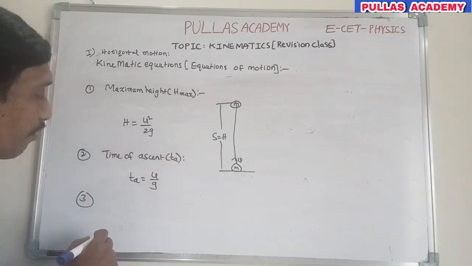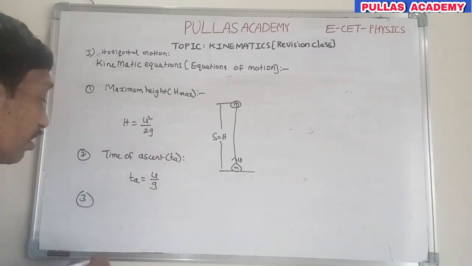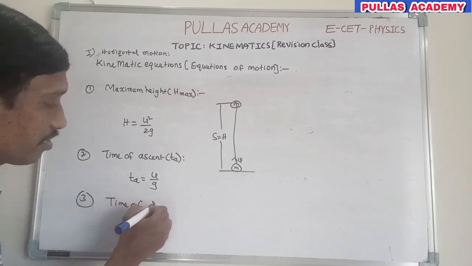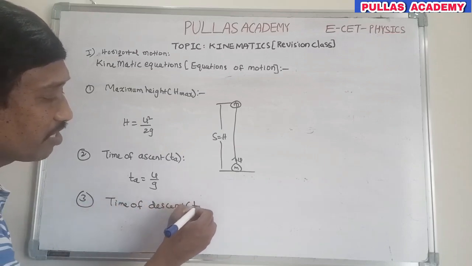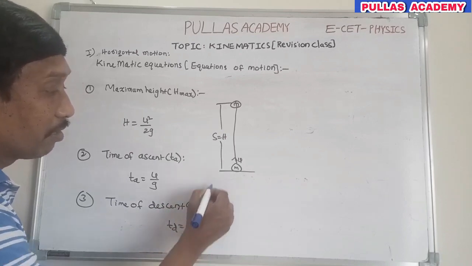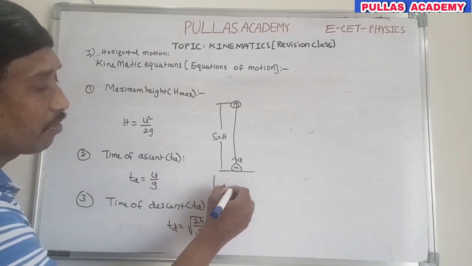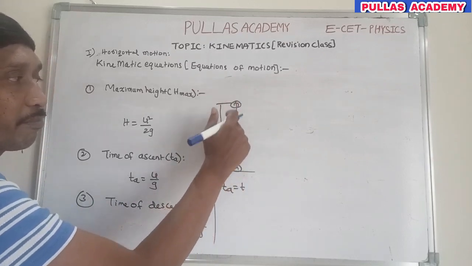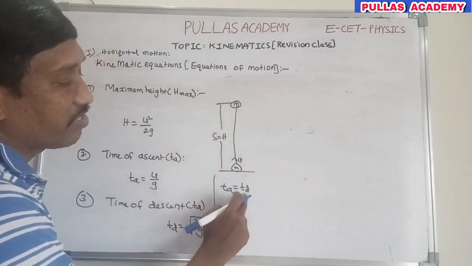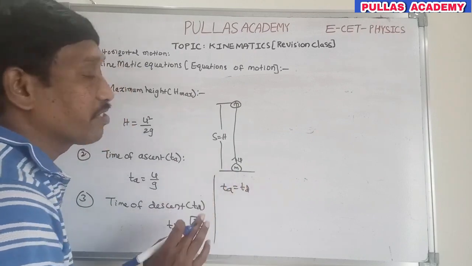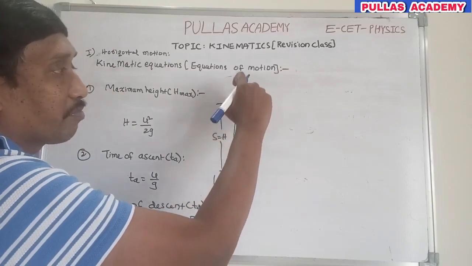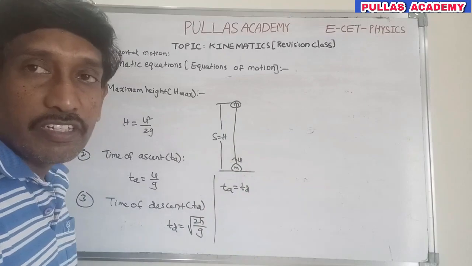Now one more. For a freely falling body, the time taken to reach the ground is the time of descent. You need to remember this formula. What is the time of descent formula? After simplification, td is equal to the square root of 2h by g. Here td and ta are the same if it is dropped from the same height. Otherwise, if it is dropped from another height, ta and td are not the same. If it comes from the same height after being projected, then the time taken to reach the ground from that height is the same.